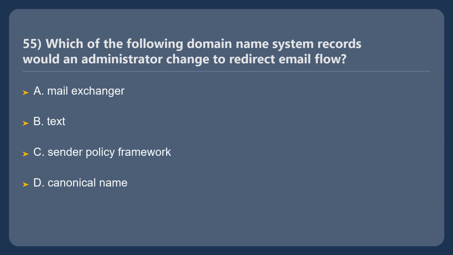Question 55. Which of the following domain name system records would an administrator change to redirect email flow? Option A, mail exchanger. Option B, text. Option C, sender policy framework. Option D, canonical name. The correct answer is option A, mail exchanger.